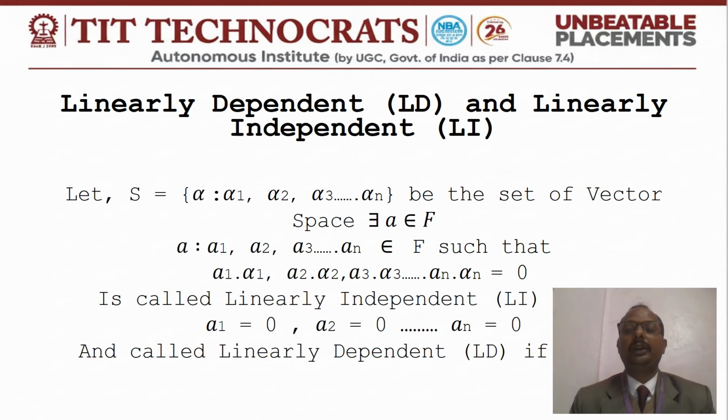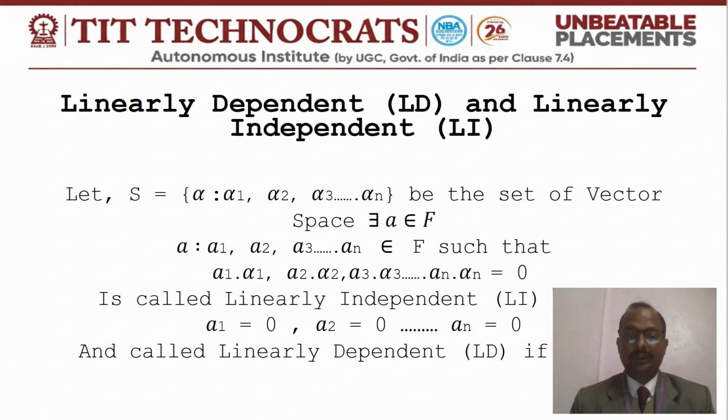Linearly dependent and linearly independent. Let S be equal to {alpha 1, alpha 2, alpha 3 up to alpha n} be a set of vectors in a vector space. If there exist a1, a2, a3 up to an belonging to F such that a1 dot alpha 1 plus a2 dot alpha 2 plus a3 dot alpha 3 up to an dot alpha n is equal to 0, then the set is called linearly independent if all the ai's are 0, that is a1 equal to 0, a2 equal to 0 up to an equal to 0, and called linearly dependent if all the ai's are not equal to 0. Clear?